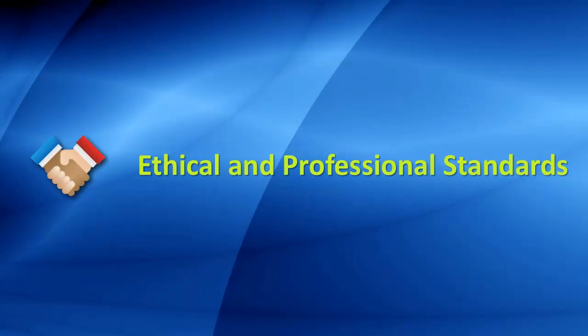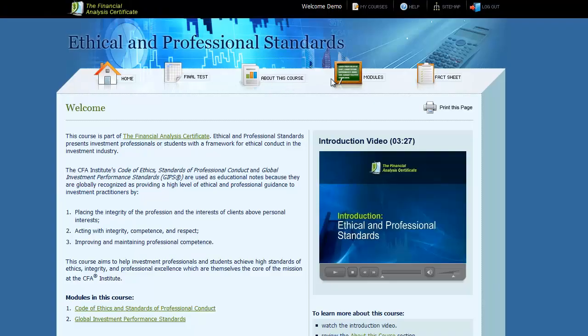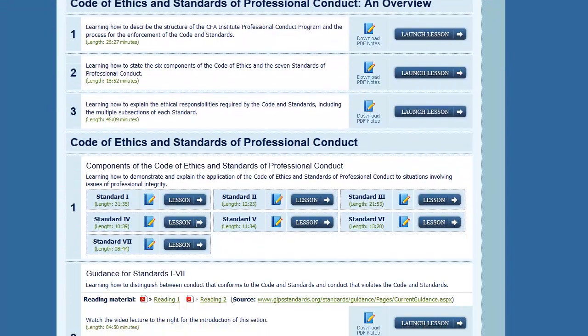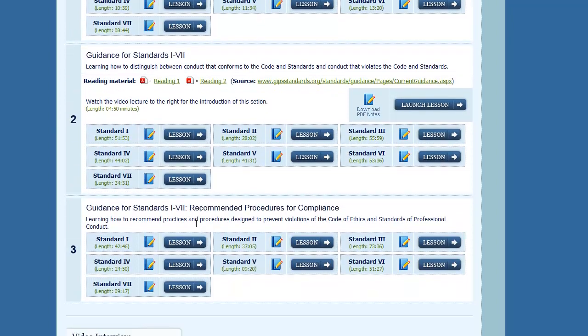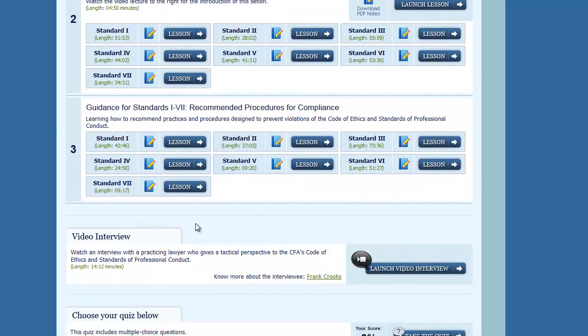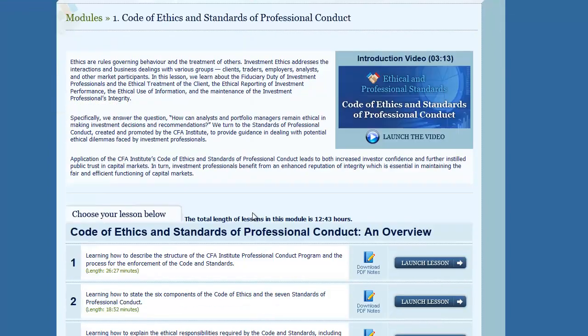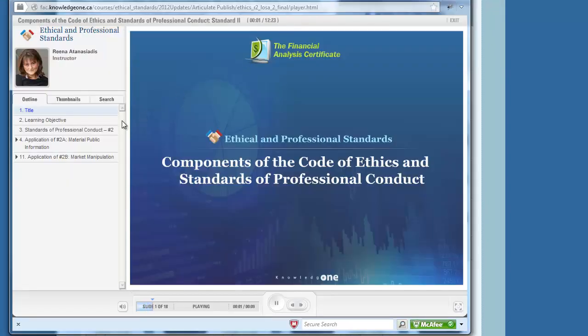Ethical and professional standards. The materials in this course present investment professionals or students with a framework for ethical conduct in the investment industry. The CFA Institute's Code of Ethics, Standards of Professional Conduct, and Global Investment Performance Standards are used as educational notes because they are globally recognized as providing a high level of ethical and professional guidance to investment.